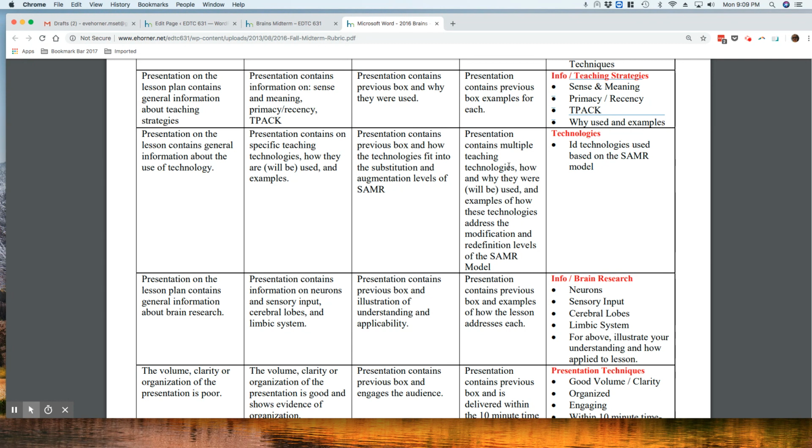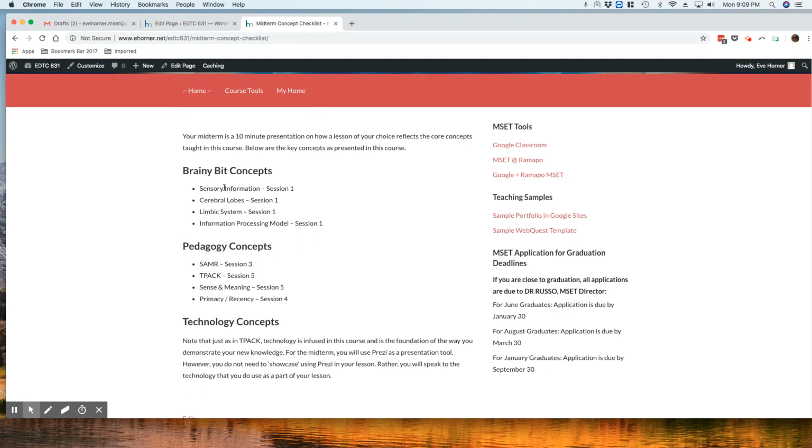So this is a listing here of all of the different sessions in which you will have been exposed to these major concepts. So if you're not sure where in your instruction you need to go back to find that information, that's going to be helpful for you there.